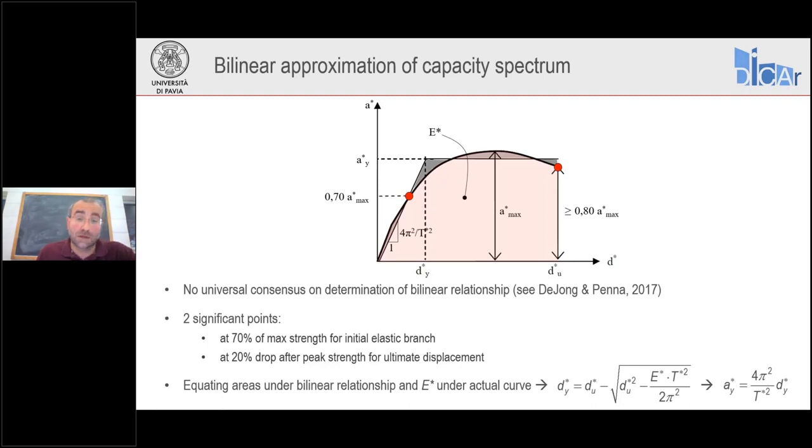Now, to find the yield plateau of the bilinear relationship, to find A star Y or D star Y, we just impose equivalence of the areas below the capacity spectrum, the curved capacity spectrum, and the area below the bilinear relationship. So if we call E star the red shaded area below the curve, then the expression that I'm providing here at the bottom of the slide will allow us to determine D star Y and then A star Y.